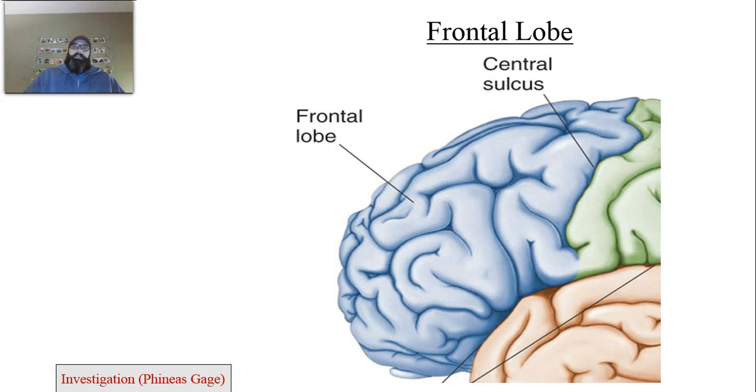If we take a look at this, the frontal lobe is going to be everything that you see here in blue. The dividing lines for the frontal lobe are going to be the central sulcus. This dividing line here that travels its way down the entire brain is going to divide the frontal lobe from the parietal lobe, which is going to be here in green. And then you have the lateral sulcus, which is right here. That is going to divide the frontal lobe from the temporal lobe.